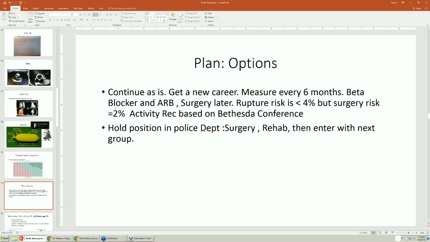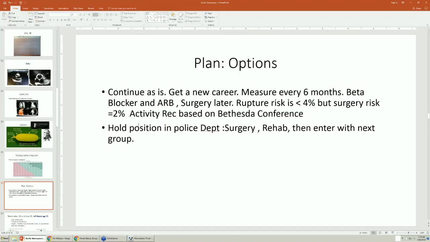Surgery risk is 2%, but let's just wait for it to get bigger, okay? And so that seems like you're sitting on a powder keg with a short fuse and just waiting to get lit. And so there is some activity restriction that you can find from the American College of Cardiology through the Bethesda conference, and we looked up those numbers and found out what you can do, what you can't do.